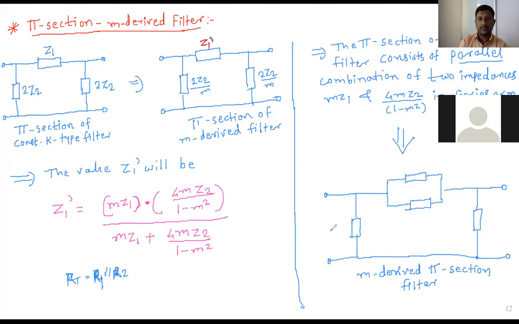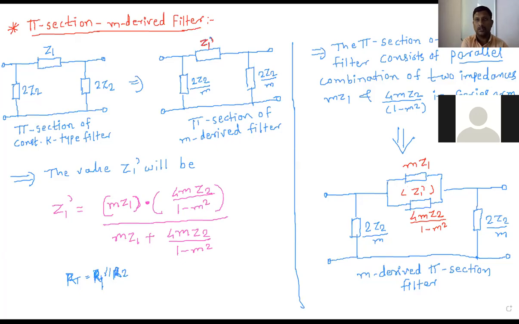So what will the values be? Here it remains 2Z2 divided by M. But what about these values? It is MZ1, and this is 4mZ2 divided by 1 minus m square. These two impedances are combinedly called Z1 dash. So Z1 dash is nothing but MZ1 in parallel with 4mZ2 divided by 1 minus m square.